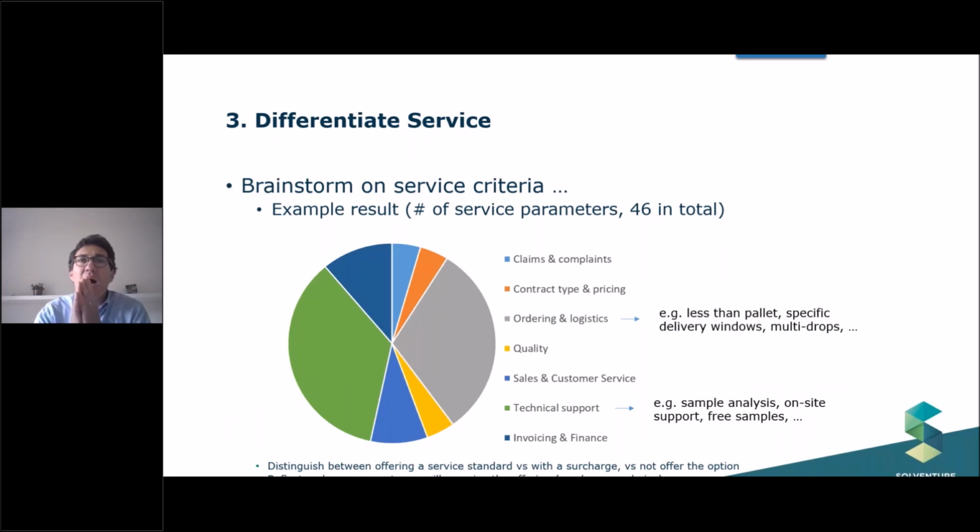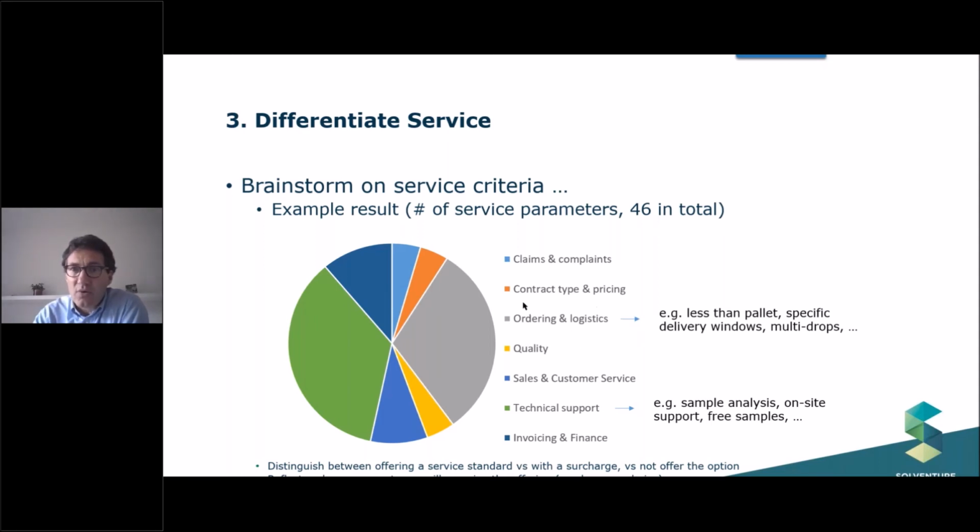The question then becomes, how am I going to differentiate? In our logic, we do that typically via brainstorming, involving a couple of different departments, supply chain, but certainly also sales themselves, customer service, categorizing them into different blocks, and from there start building those playbooks.